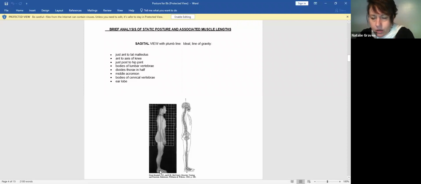We'll get them out, and you guys can position according to the plumb line. And then I want you to identify what postural type you and your lab partners are.